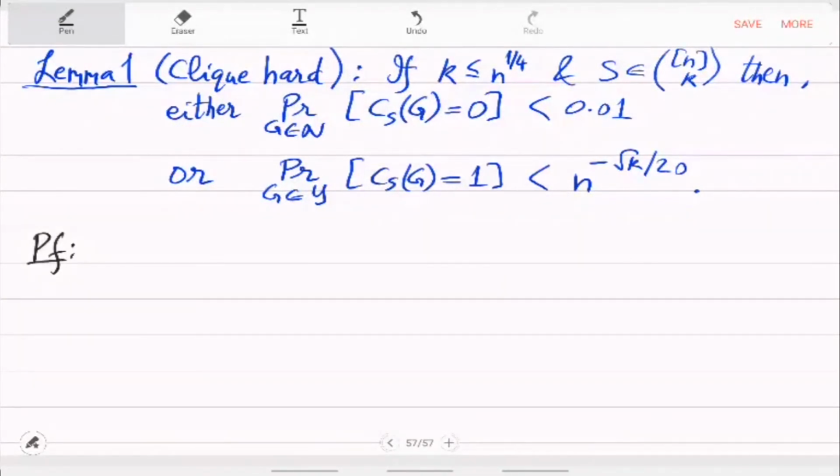So let us show this. So we'll use some probability. So denote, we'll use a parameter L, root k minus 1 by 10.